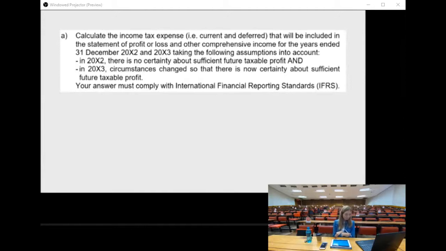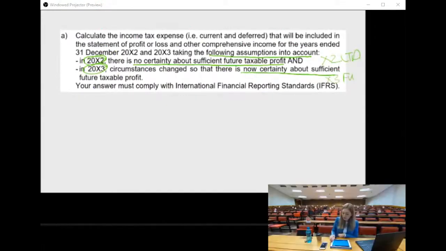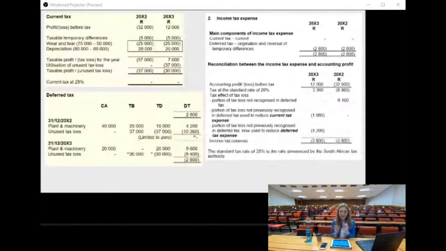So if we look at the information for class example 16, it tells us, taking the following assumptions into account, that for 20X2, there's no certainty about sufficient future taxable profits, but in 20X3, circumstances change, so there is now certainty about sufficient taxable profits. So in 20X2, we are going to have our limitation, and 20X3, we are going to have our full recognition. Okay, so let's see what happens in class example 16.